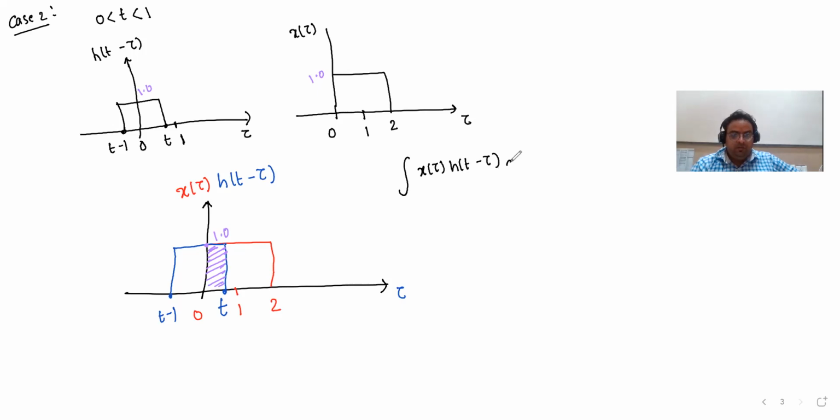So when I try to calculate the integral, that is x of tau multiplied by h of t minus tau d tau from minus infinity to infinity, this is basically y of t for the region where t is greater than 0 and less than 1. We can see that from minus infinity all the way up to 0, this is going to be 0. From 0 to t, it is going to be 1.